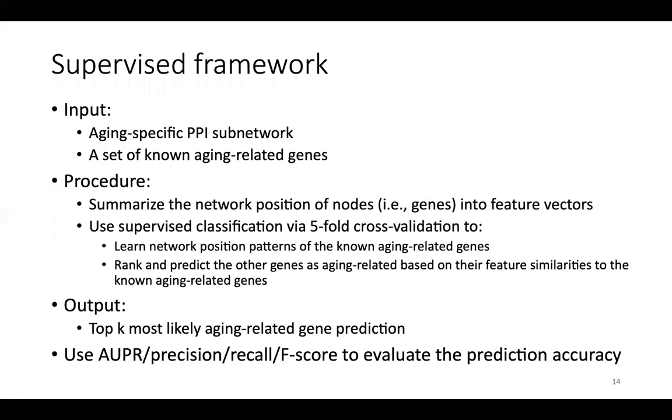To evaluate these hypotheses, we use a supervised framework in which the input is a PPI subnetwork and a set of aging-related genes. Then we use this input to learn a classification model, which can then be used to predict whether a gene with unknown label is aging-related or not.